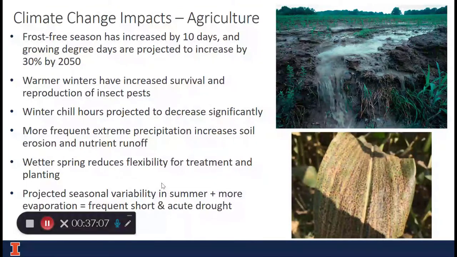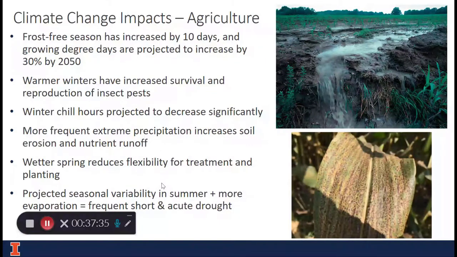Our frost-free season, the difference between the last spring freeze and the first fall freeze, has increased by about 10 days statewide. A little bit more in southern Illinois, a little bit less in northern Illinois. And growing degree days are projected to increase by 30% by 2050. So it's not just that we've seen that expansion of the growing season. It's likely that will continue through the rest of this century. However, that's sort of where the benefits of climate change end for agriculture.